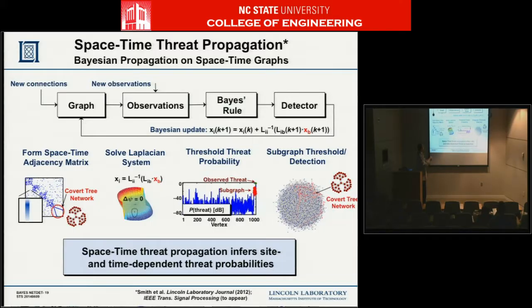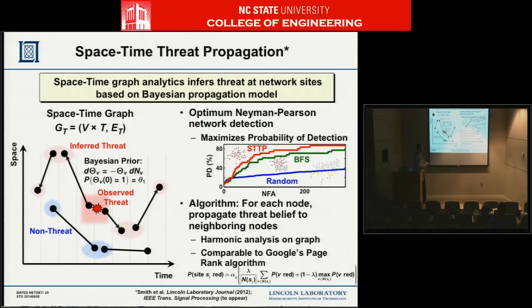And if you get a new observation in, you can just apply the matrix inversion lemma and do this Bayesian update on your answer, or you can recompute. And so when you set this threshold, this gives you a subgraph, and anything above a particular threshold you declare to be in. And so this gives you a network detection algorithm.